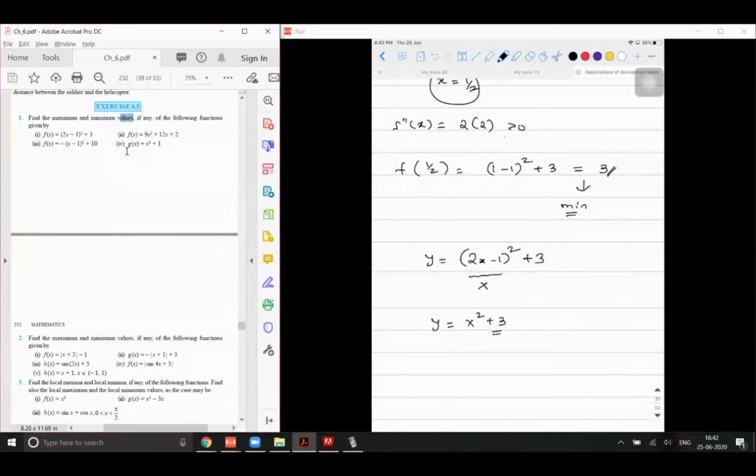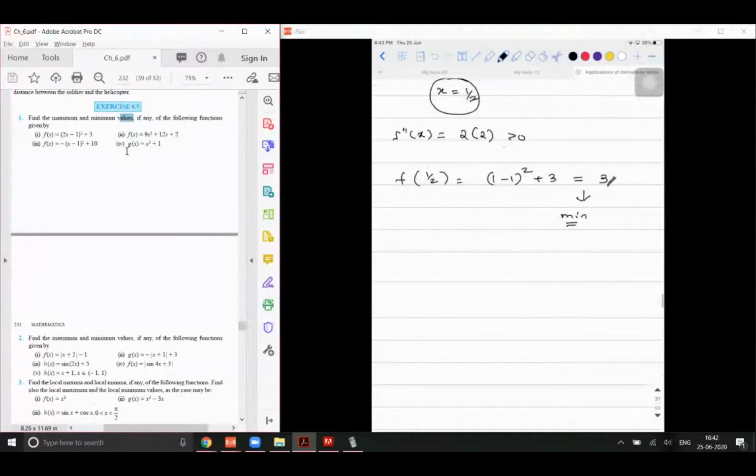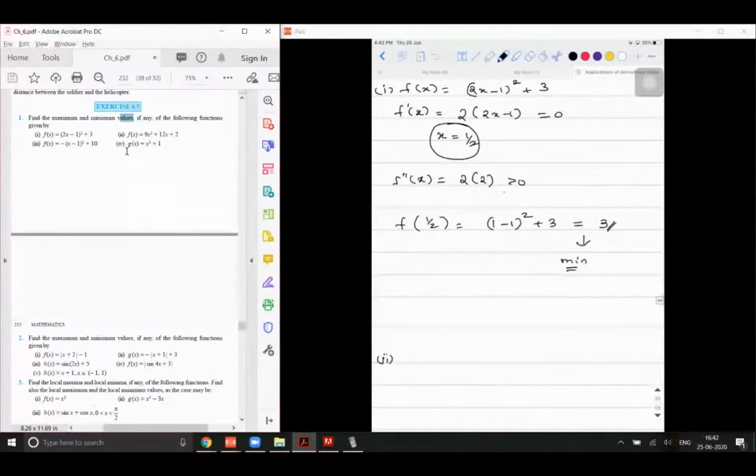If you understand, it's fine. If not, don't worry. So f of x is equal to 9x squared plus 12x plus 2. It is a quadratic equation. So this quadratic equation will represent an upward parabola or a downward parabola. ax square plus bx plus c is an upward parabola when the value of a is greater than 0. So it is an upward parabola. It is a downward parabola when the value of a is less than 0.